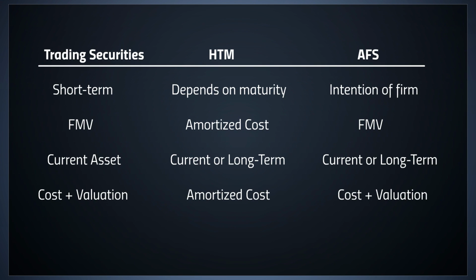Here's a summary of the treatments. We have a short-term focus on our trading securities; held to maturity and the AFS, they just depend. The HTM can depend on the maturity, and the AFS just depends on the intention of the firm of how long they want to carry it for. Our valuation uses fair market value for AFS and trading, but for held to maturity, we're not considering the market value or price fluctuations at all. We're sticking with our amortized cost. And that's true for how we reflect it on the balance sheet as well. Whereas trading and AFS show the cost plus that valuation allowance to equal that fair market value we want to get to.